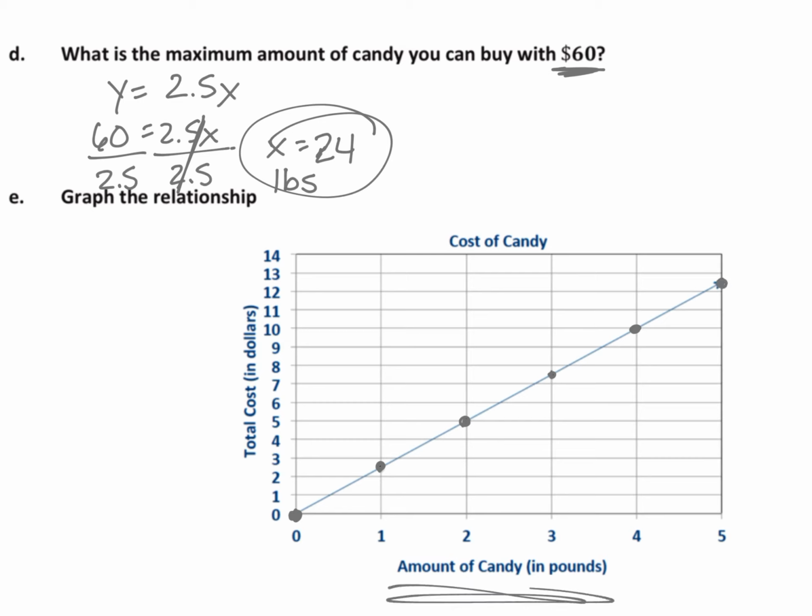So get the labels on your axes as well. And the scale, meaning the numbers you're counting by, and make sure you have some points on there.